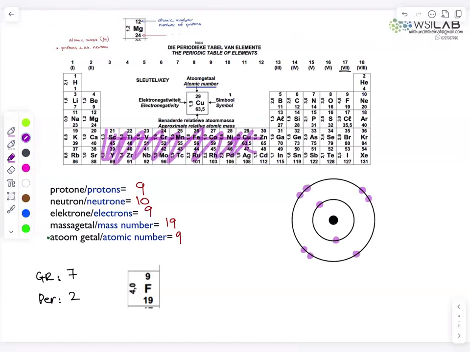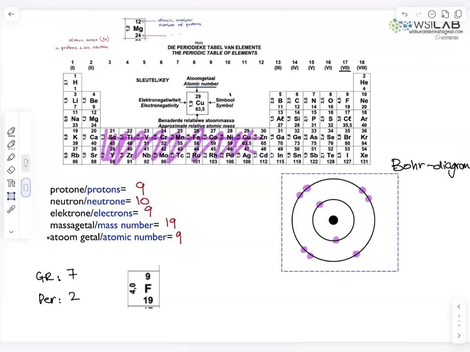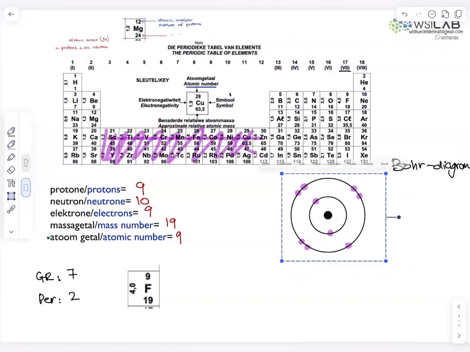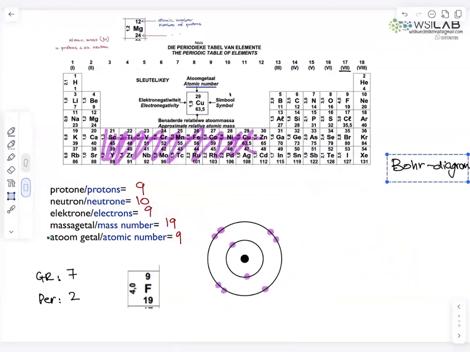That is called a Bohr diagram. A Bohr diagram. I remember doing that. Yeah. Okay, these are called Bohr diagrams. So this is a Bohr diagram. And then there's another diagram that you have to learn. So we're going to do all of this in one go.